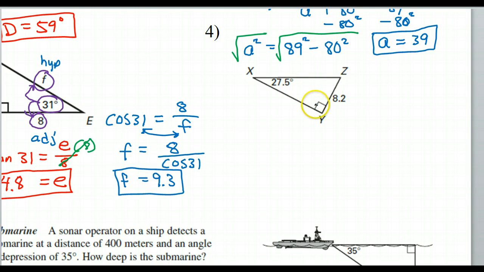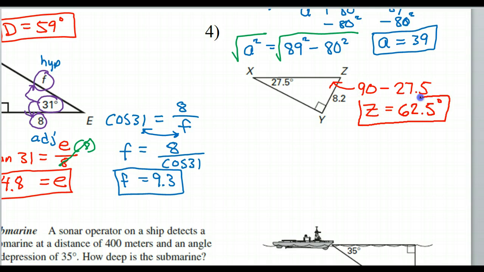All right, number 4. What are the three things we need to find? Well, this time they're not clearly labeled, but I do need to find angle Z, which will be the easiest, because I'm just going to do 90 minus the first angle, which is 27.5. So that tells me that angle Z is equal to 62.5 degrees. So that's the measure of angle Z.